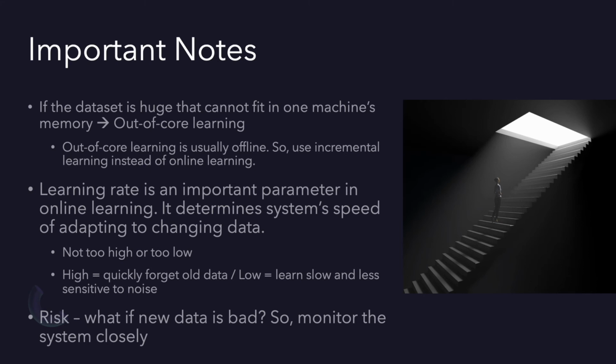Let's look at important notes for online learning. A minor note: out-of-core learning is a kind of online learning, but because the dataset is too big, it is usually offline. Therefore, instead of online learning, sometimes people prefer to use incremental learning. Learning rate is also an important parameter. You should not set it too high or too low. If it is too high, the model will quickly forget old data, but if it is too low, learning will be slow and less sensitive to noise.